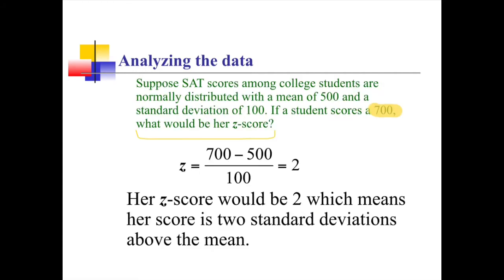All right, so how does that translate? That actually translates to her z-score would be 2 standard deviations where? Above the mean.